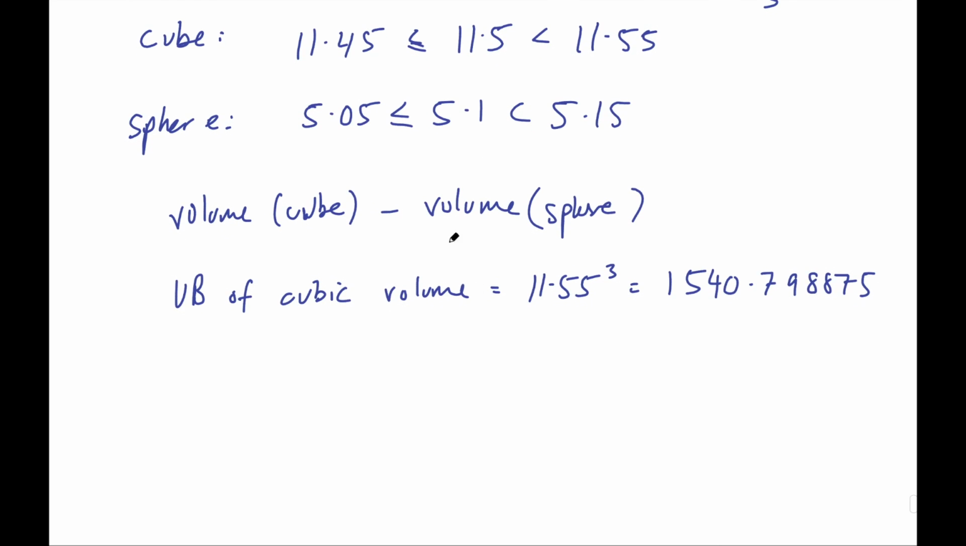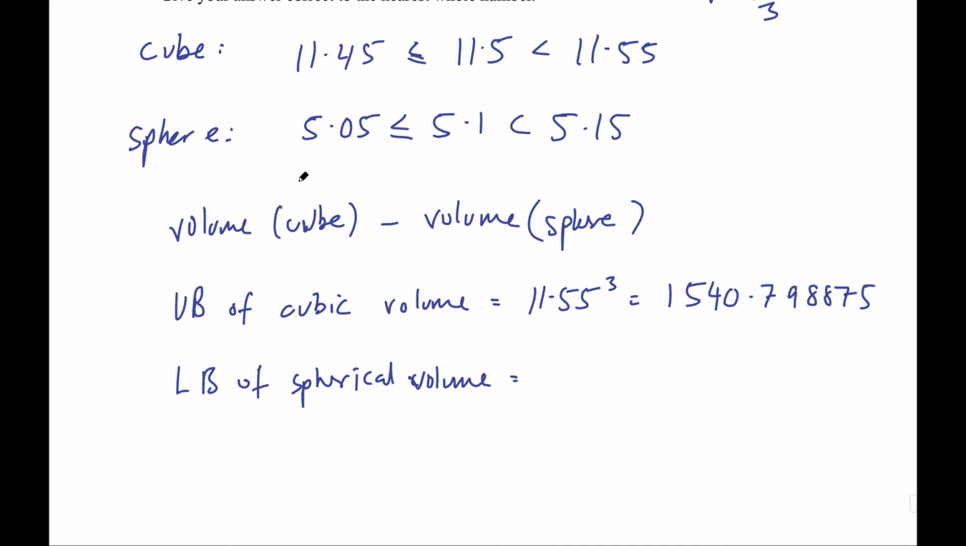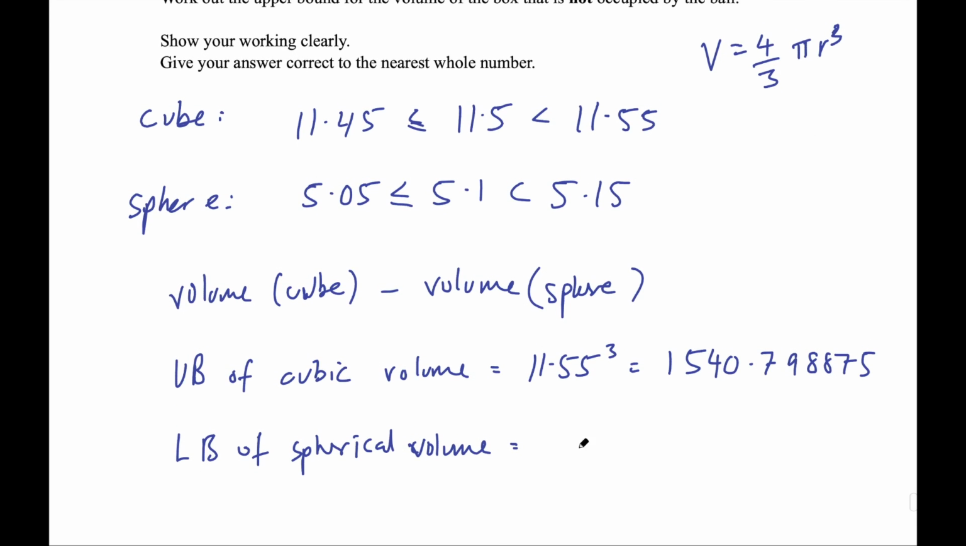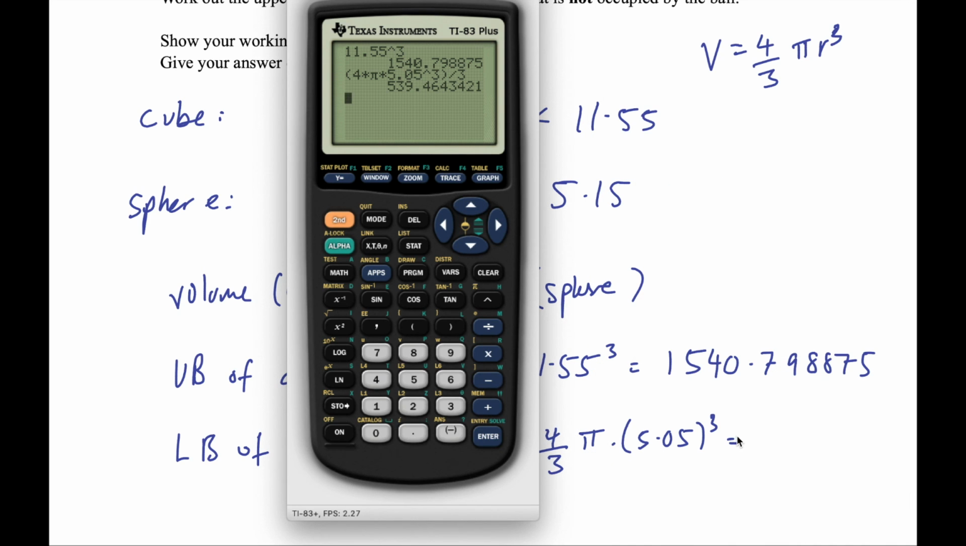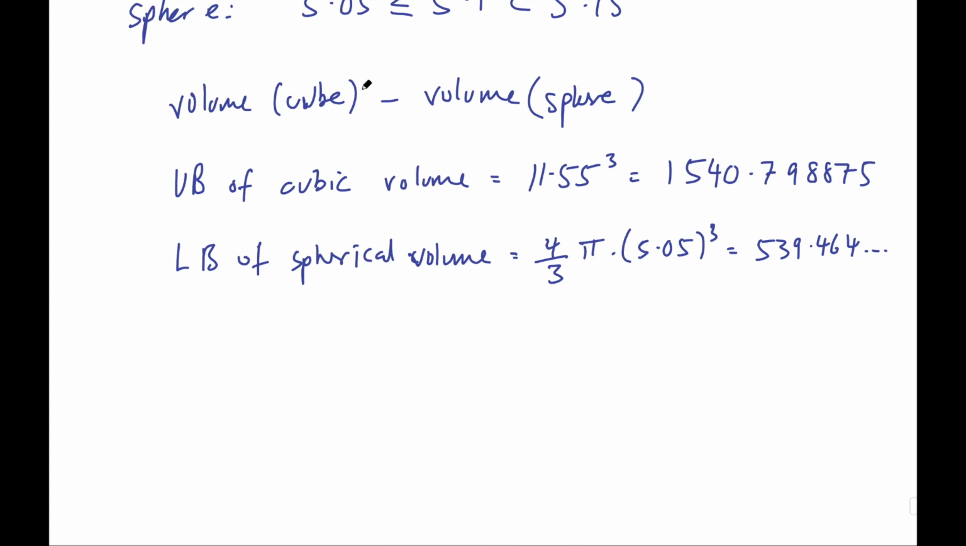Then we want the lower bound of the volume of the sphere. That would be taking the lower bound of the radius and using that in the volume of the sphere formula. We need to use this formula that they should give you, 4 over 3 pi times the radius, 5.05 cubed. Let's put that into a calculator and we get 539.464, etc.